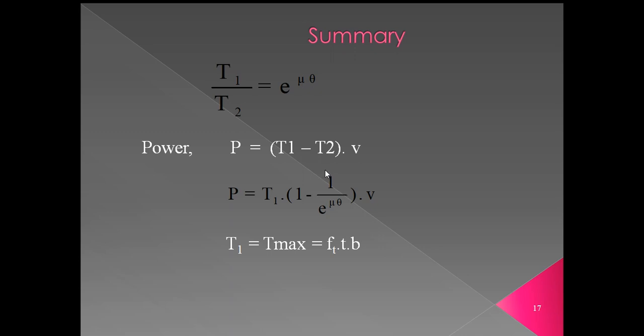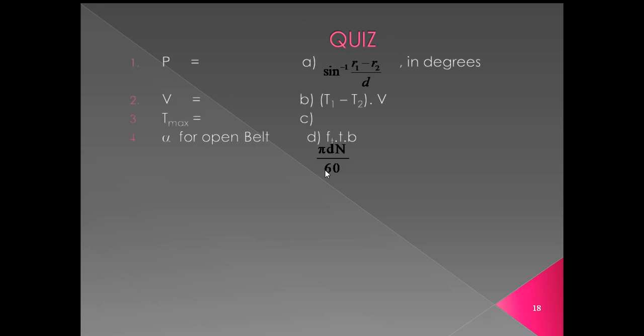Here are some quiz questions. Power is equal to (T1 minus T2) into V. V, the speed of the belt, equals pi dN by 60. See, T max equals Ft into t into b. Alpha for an open belt drive is sin inverse of (R1 minus R2) by D, in radians or in degrees.